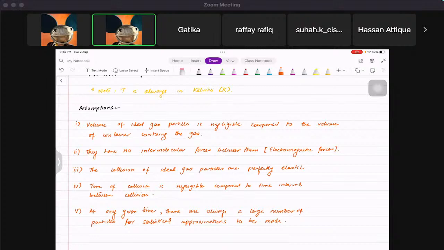If somebody wants to know more about this, they can always discuss with me. It's out of the syllabus, but you can also Google it about Maxwell distribution. This is just extra knowledge if you want to take it. All right. Now, these 5 points must always be remembered by heart.